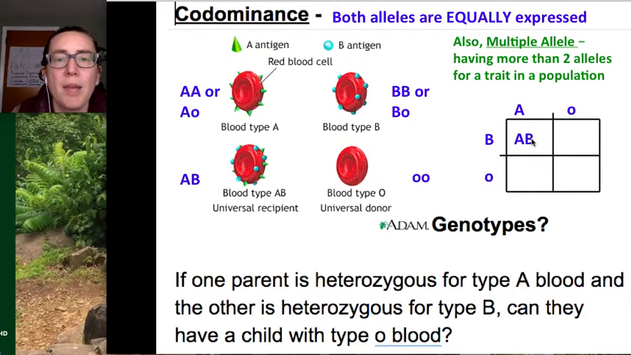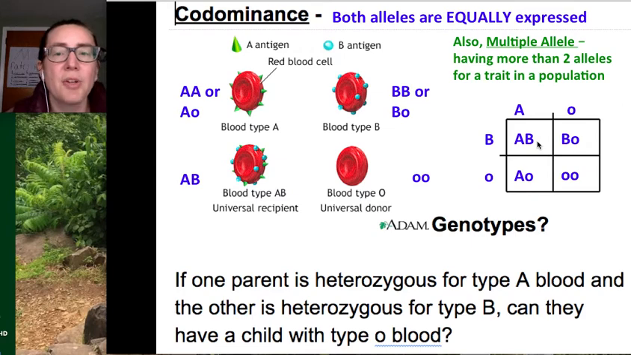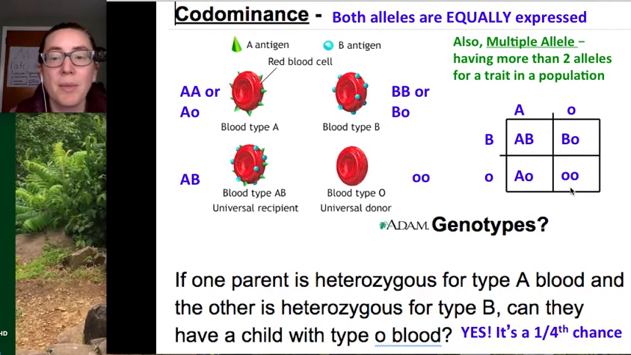So that would be AB, BO, AO, and OO. And again, go back to the question, can they have a child with type O blood? Type O, 2 O's. So the answer then would be yes. There is a 1/4 or 25% chance that they could.